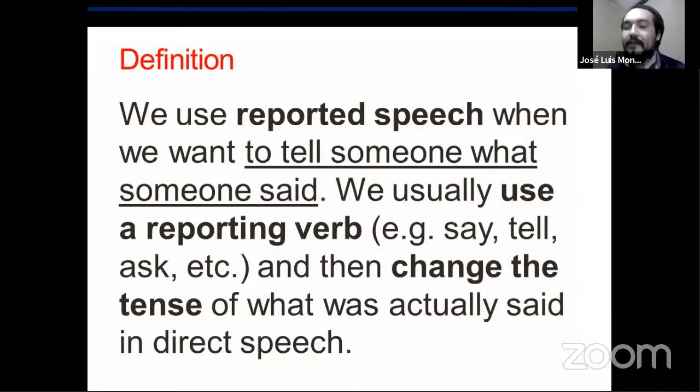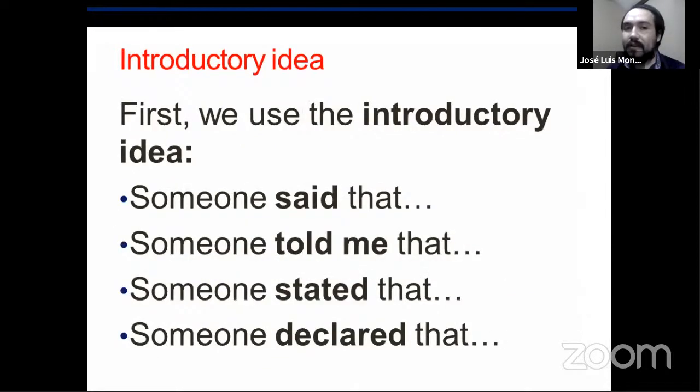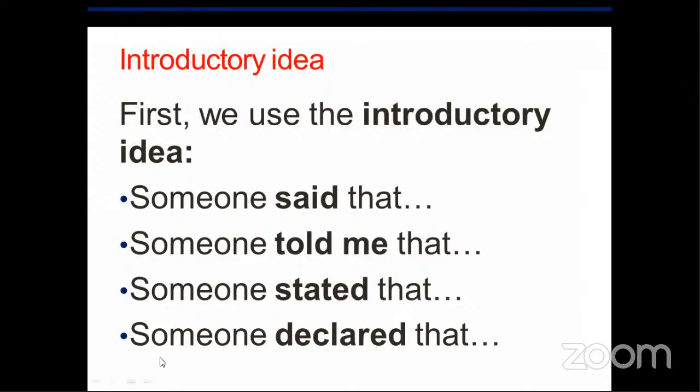All right, the first step is the following: introductory idea. First, we need to use an introductory idea. Like, for example, please, Sharai, help me out with these examples. Someone said that. Someone told me that. Someone stated that. Someone declared that. Thank you very much. Stated is very similar to declare.